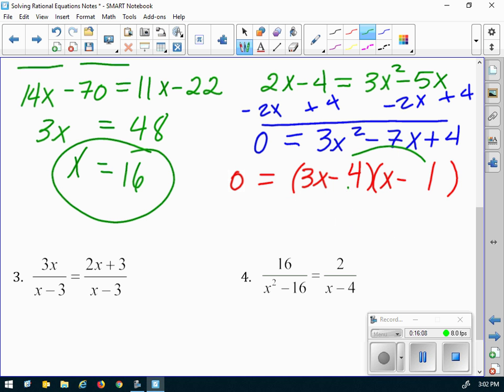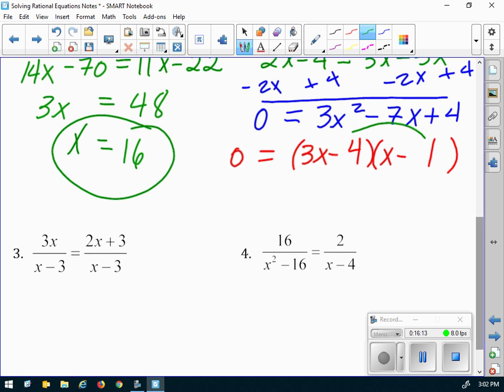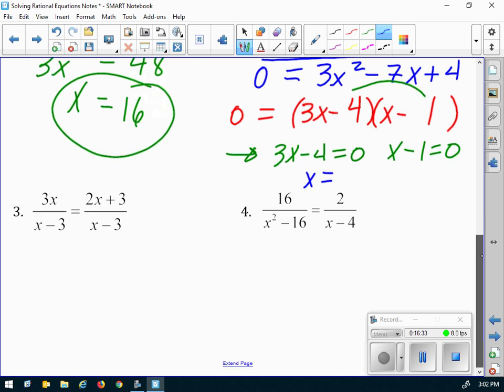Now listen, you're right. If you can set these equal to 0 in your head, that's fine. If you can't, then you sit here and you write 3x minus 4 equals 0 and x minus 1 equals 0. You do this step only if you need it. What's x going to equal for that first little equation? Because you would add 4 and then divide by 3, right? x equals 4/3 and x equals 1.